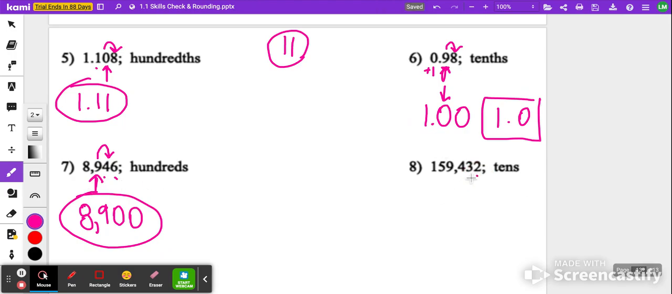Our last one, we're rounding to the tens for number 8. So our ones place value, tens place value is this 3. Again, notice the neighbor to the right is only a 2. Can't round it up, has to stay the same. So about 159, comma 4, 3, and then a 0 to finish it off. Okay, how did we do?